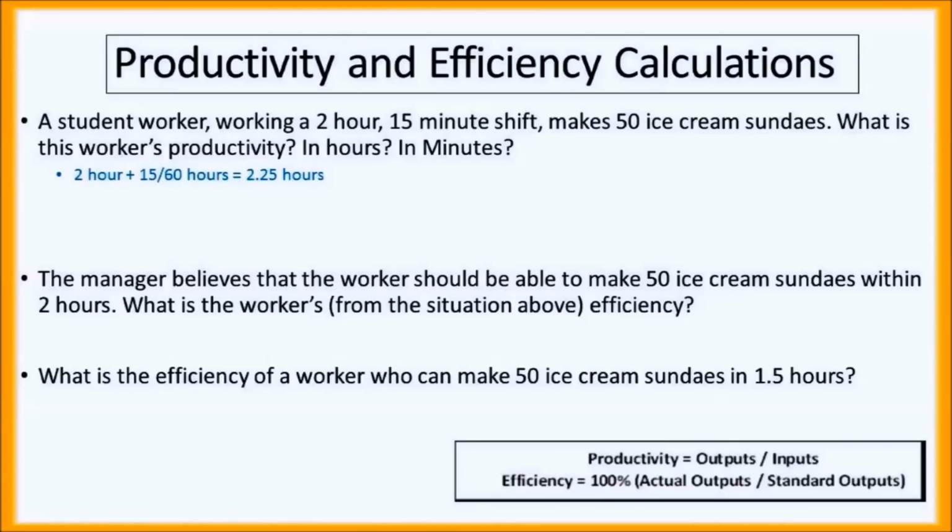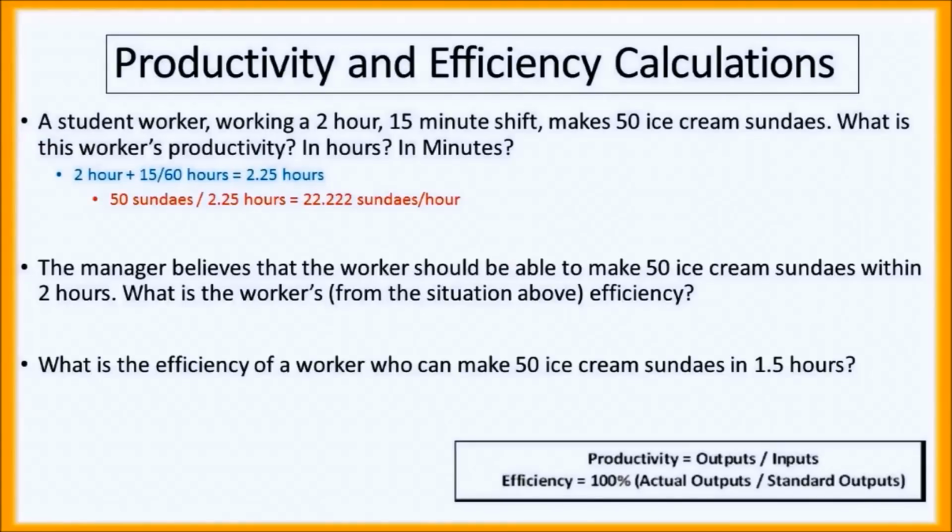Okay, the first step in calculating these is getting our units to be consistent. So, for example, if we are being asked for the worker's productivity in terms of hours, then we need to calculate all of the time elements in terms of hours. We are given that the worker works a 2-hour, 15-minute shift. We need to convert that to just hours. And so you can see the calculation here, and we find out that that is equivalent to 2.25 hours.